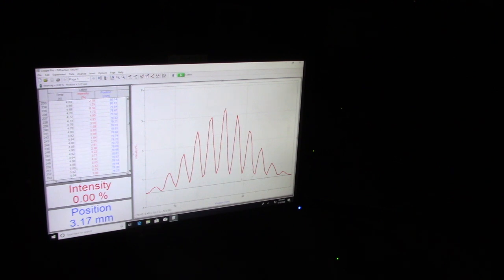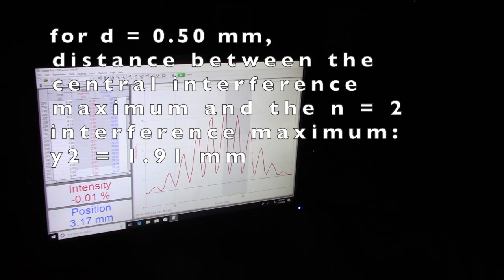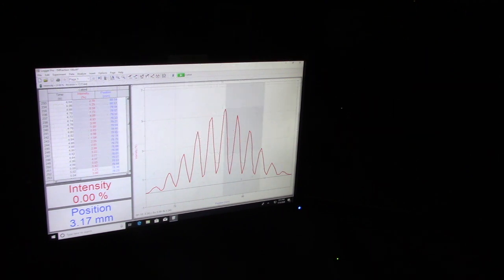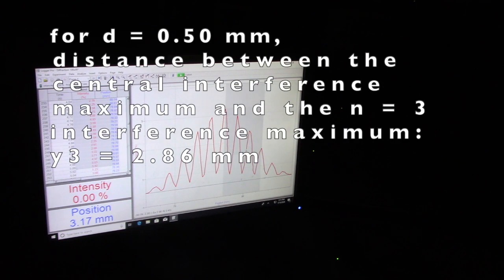Next, we can measure the distance to the second maximum from the center. Again, start at the central maximum, and then drag over to the n equals 2 maximum. And now the distance is 1.91 millimeters. Do the same thing for n equals 3. Now that distance is 2.86 millimeters.